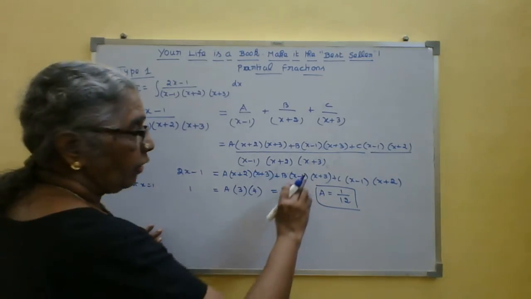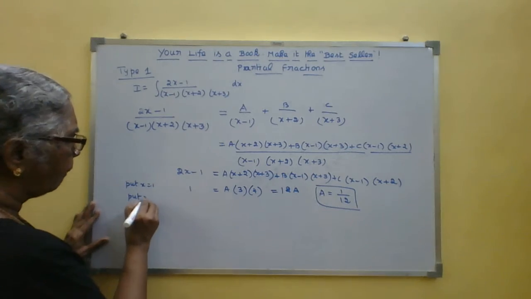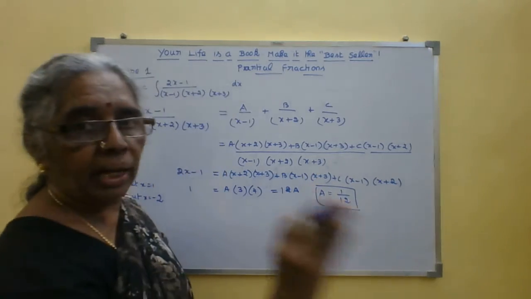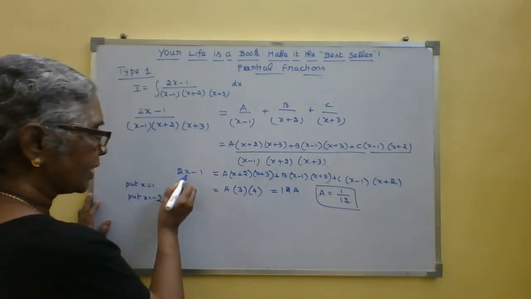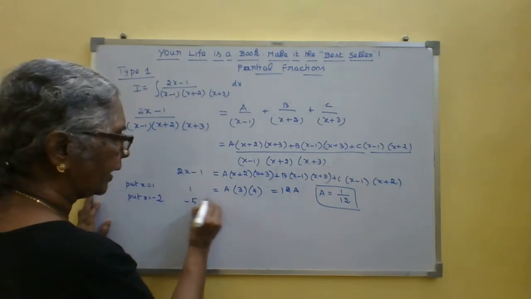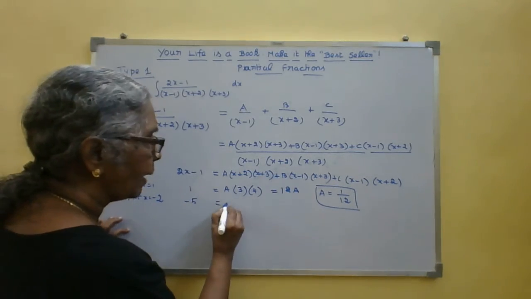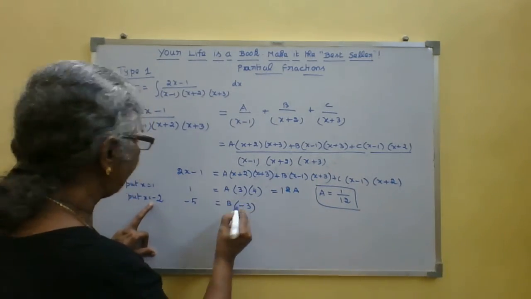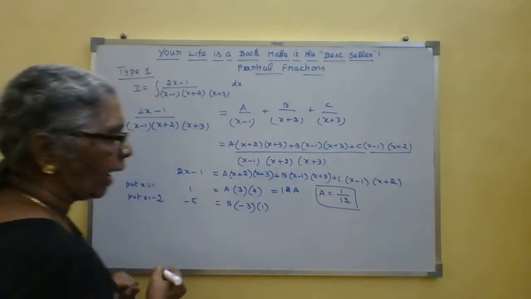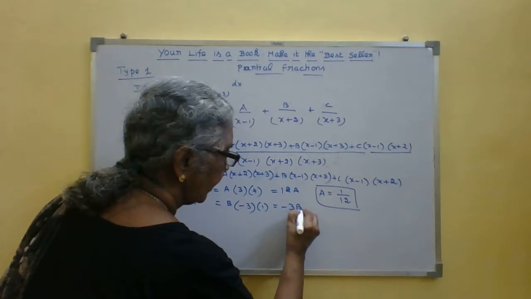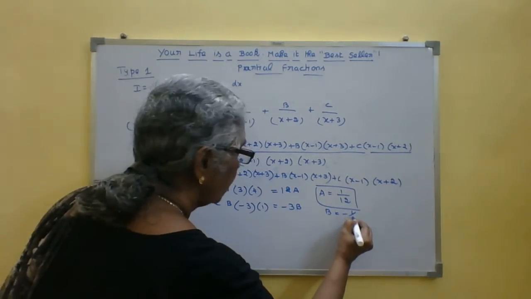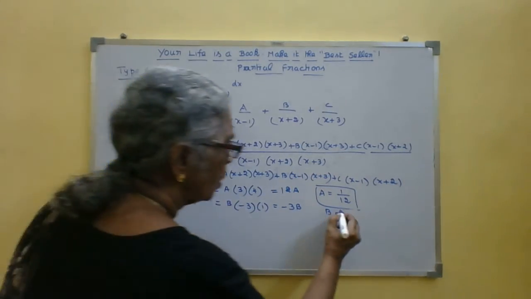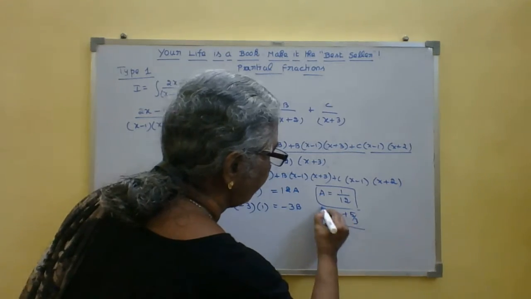Now, if I put x is equal to minus 2, what will happen? Which two terms will vanish? This will vanish and this will vanish. I will get the value of b. So, now I will put x as minus 2. So, minus 4 minus 1, I will get minus 5 here. So, I will write only the b part now. b into minus 2 minus 1, that will give me minus 3. Minus 2 plus 3, that will give me 1. So, I will be getting minus 3b. So, b will be equal to minus 5 by 3. Here you have a minus, here you have a minus, both will go. So, you will be getting b as 5 by 3.